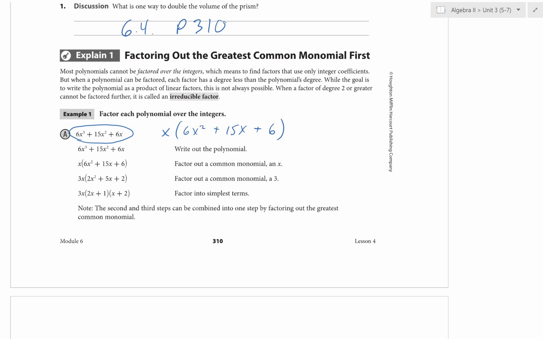Now looking at those terms again, let's look at the numerical part. What number goes into 6, 15, and 6? 3 does. And so we can pull a 3 out in front as well. Now if I divide each term by 3, that is 2x squared plus 5x plus 2.